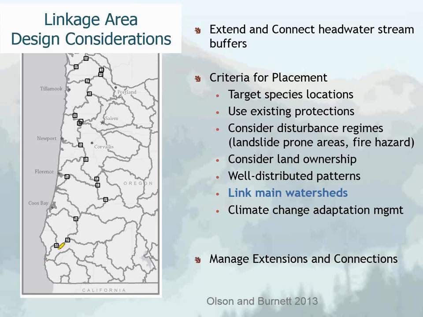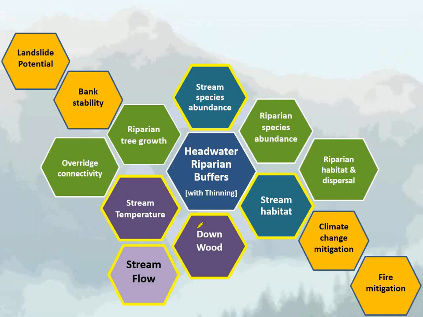Here are areas where 3 distinct watersheds come together. I just named these triads. These might be important places to consider dispersal across 3 big watersheds, linking the main watersheds. There's a lot of things you can think about for that landscape connectivity.